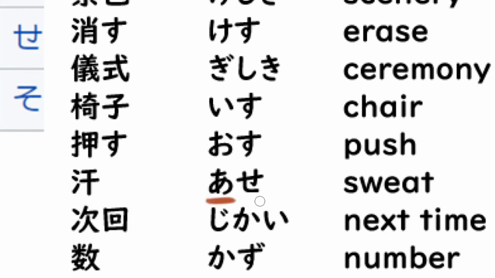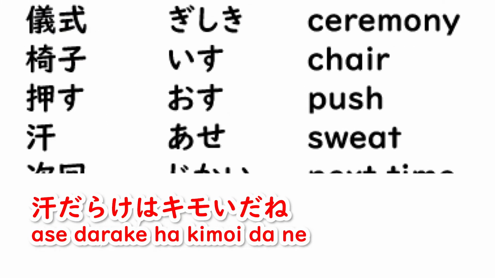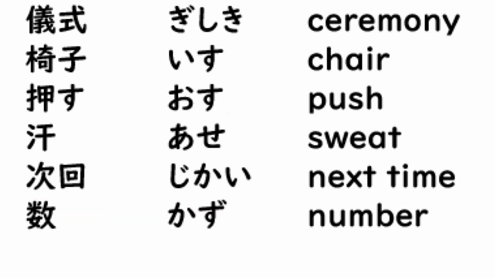Then we have ase. Ase. It's very hot in Japan right now, so I am definitely experiencing this at the moment. Ase daku is like you sweat. Ase darake ga chotto kimoi da ne. It's kind of disgusting if you're covered in sweat, so try to avoid that. Especially on the trains in Japan.